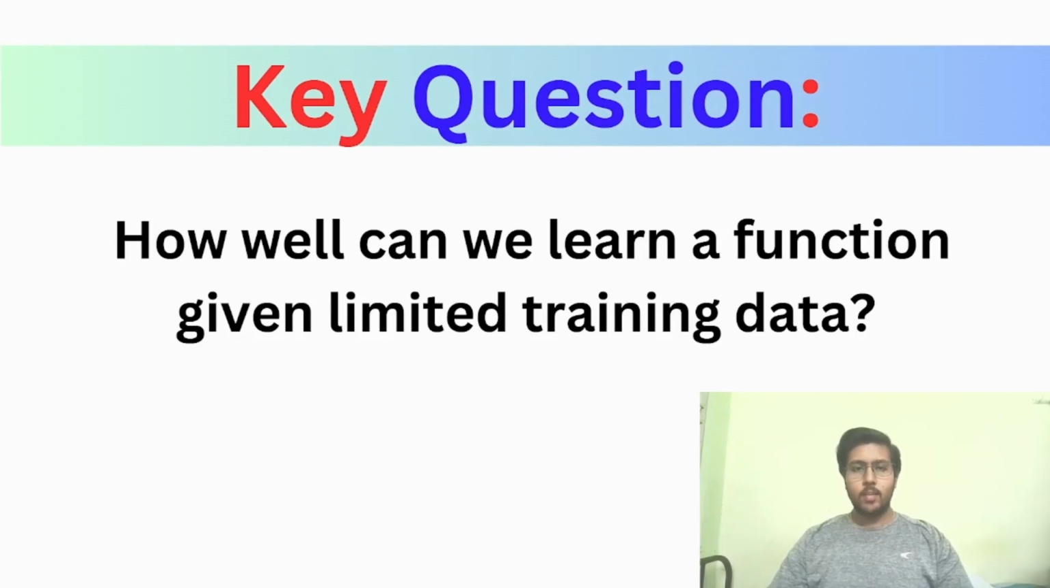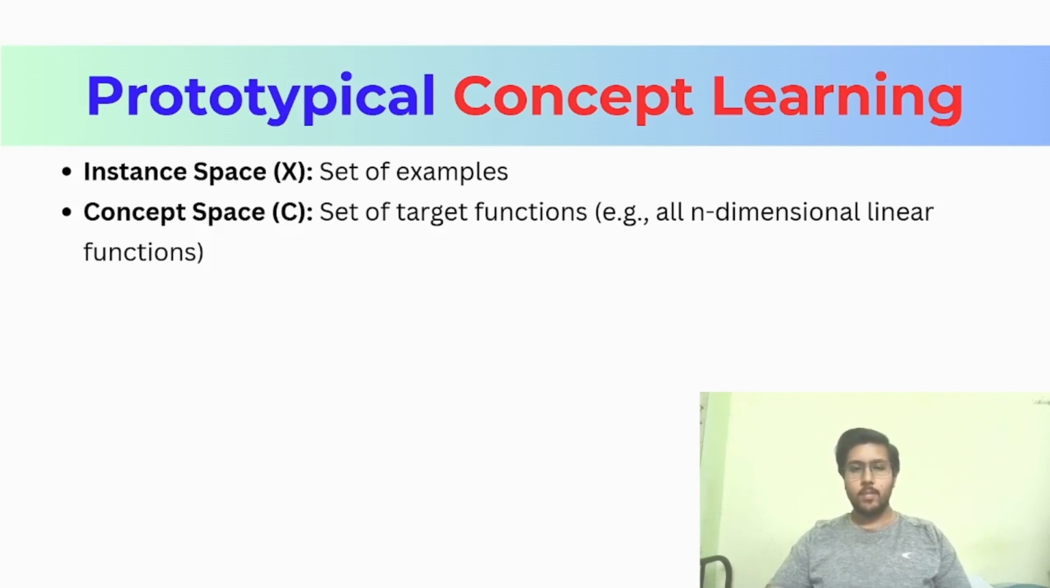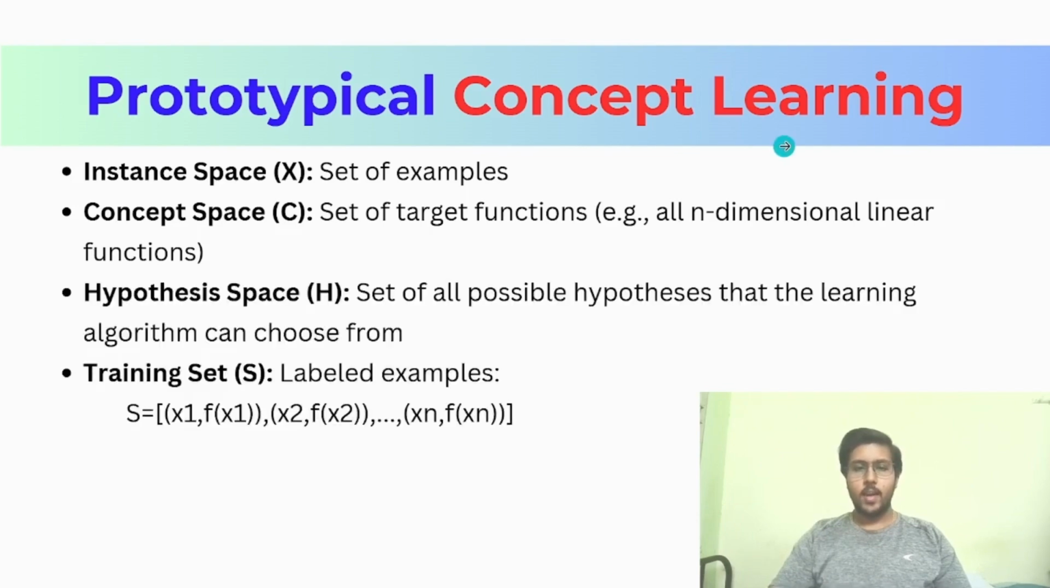PAC learning seeks to answer a critical question: how well can we learn a function given limited training data? Before diving deeper into PAC learning, let's define some fundamental terms. First, the instance space, denoted as X, represents a set of all possible examples. The concept space C includes the set of all valid target functions that define the correct classification. Finally, the training set denoted as S consists of labeled examples, where each input is mapped to its corresponding output.